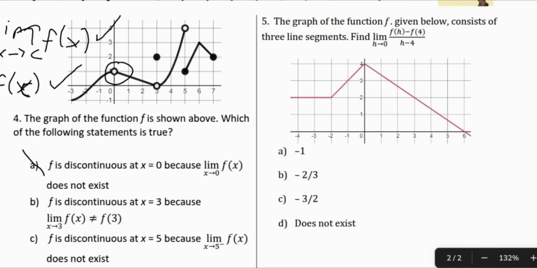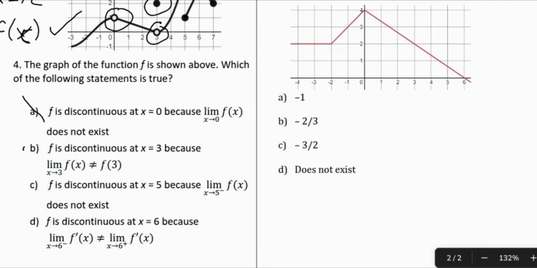This next answer choice, f is discontinuous at x equals 3 because the limit does not equal the value of f of 3. Looking at x equals 3, the limit from the left and the right is 0, so the limit is 0. However, the value of f of 3 is actually 2, and these don't match up, and I just said the limit and the value have to equal each other. So this is a discontinuity by jump. We're going to look back at that, but let's look at every other answer choice.